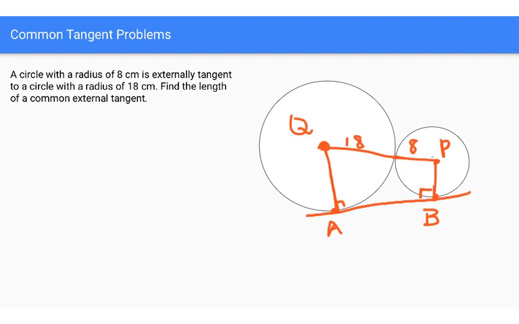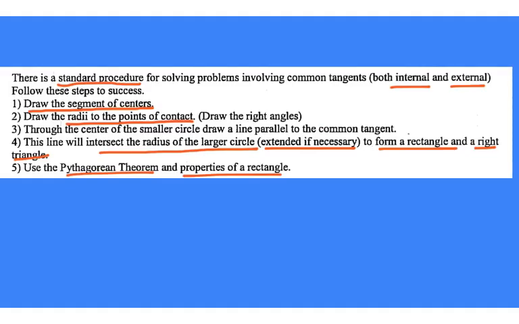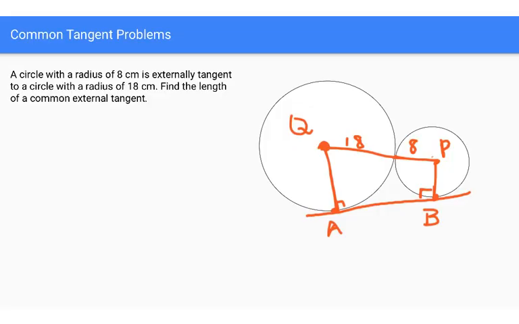Let's go back and see what we've got here. We've done step 1, draw the segment of centers. We've drawn the radii to the point of contact and drawn in the right angles. Step 3: through the center of the smaller circle, draw a line parallel to the common tangent. Here's our smaller circle, and we want to draw a line that's parallel to our common tangent. So we're going to go like that, make it so that it looks parallel. We have a right angle, we have a right triangle now.